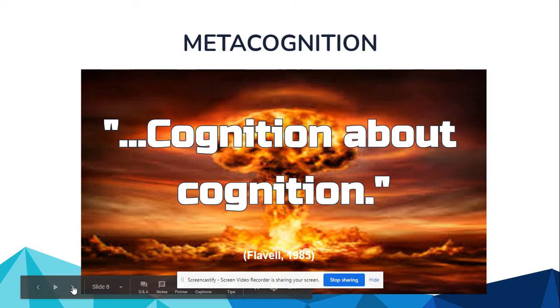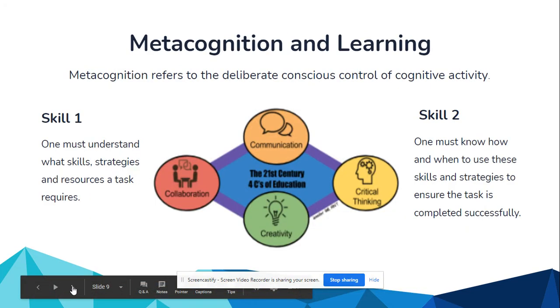Metacognition. Cognition about cognition. Did I just blow your mind? Metacognition refers to the deliberate, conscious control of cognitive activity. So, at its core, it is cognition about cognition or thinking about thinking. There are a lot of different parts to this.